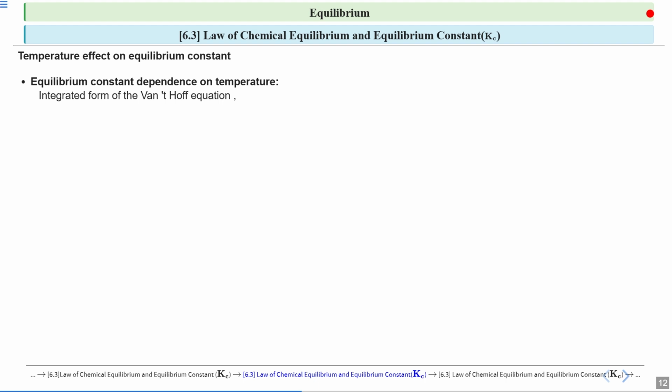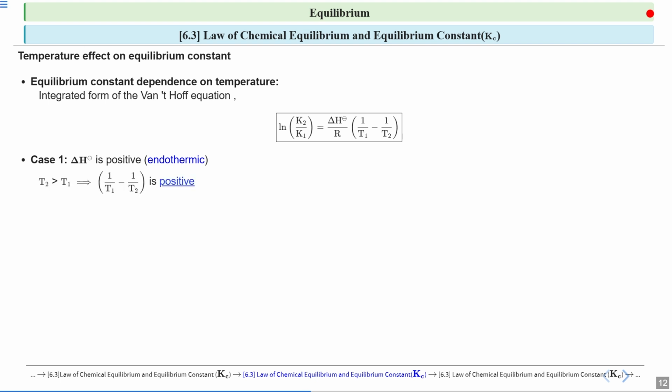In the first aspect, we are taking this integrated equation and considering that delta H naught is positive. That means you are giving energy to do the reaction, or you can say the reaction is endothermic in nature. So if delta H naught is positive, we are taking a case where T2 is greater than T1. So if T2 is greater than T1, what will we say? That 1 by T1 minus 1 by T2 will be positive.